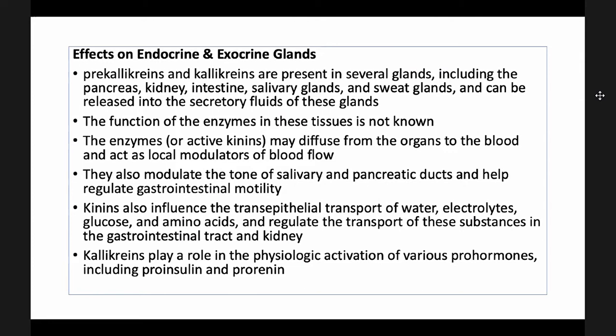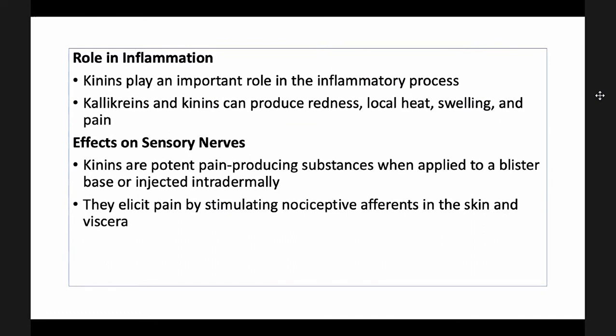It also influences the transepithelial transport of water, electrolytes, glucose, and amino acids, and regulates the transport of these substances in the GI tract and kidney. It also plays a role in the physiologic activation of various prohormones, including proinsulin and prorenin. Kinins also play an important role in the inflammatory process. Kallikreins and kinins can produce redness, local heat, swelling, and pain. Kinins are potent pain-producing substances when applied to a blister base or injected intradermally.